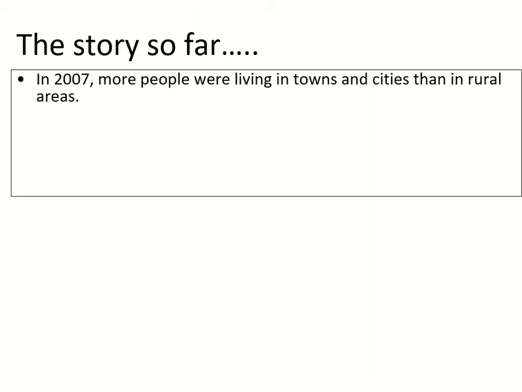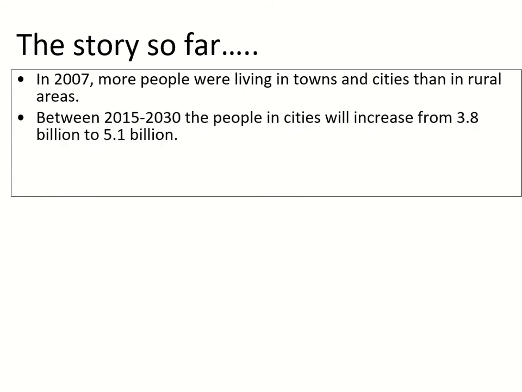Okay, so the story so far. In 2007, more people were living in towns and cities than in rural areas. That meant that place was more urban than not urban. Between 2015 and 2030, which is in the future obviously, the number of people in cities is going to increase from 3.8 billion to 5.1 billion globally.